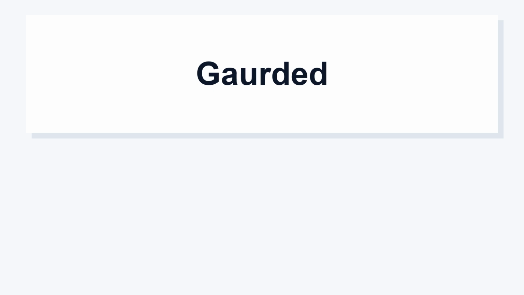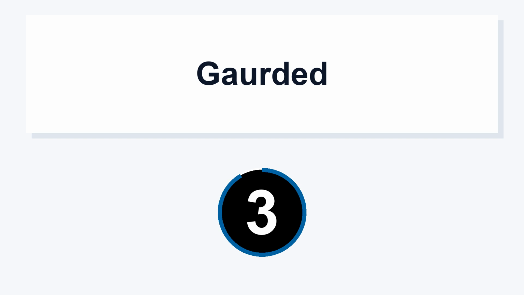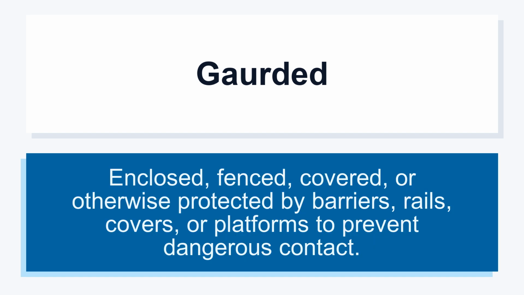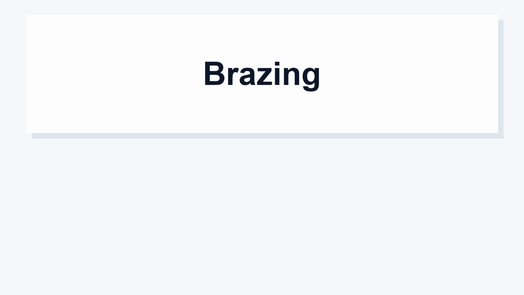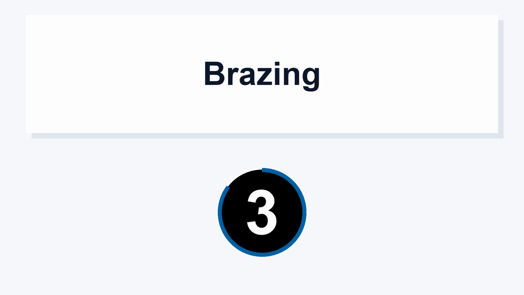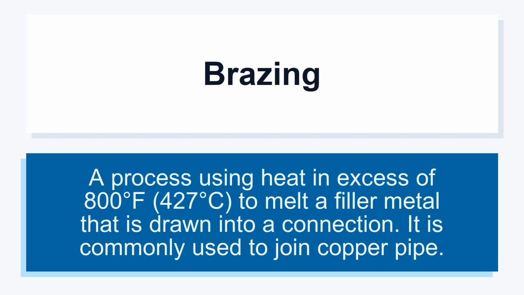Guard. Enclosed, fenced, covered, or otherwise protected by barriers, rails, covers, or platforms to prevent dangerous contact. Brazing. A process using heat in excess of 800 degrees Fahrenheit, 427 degrees Celsius, to melt a filler metal that is drawn into a connection. It is commonly used to join copper pipe.